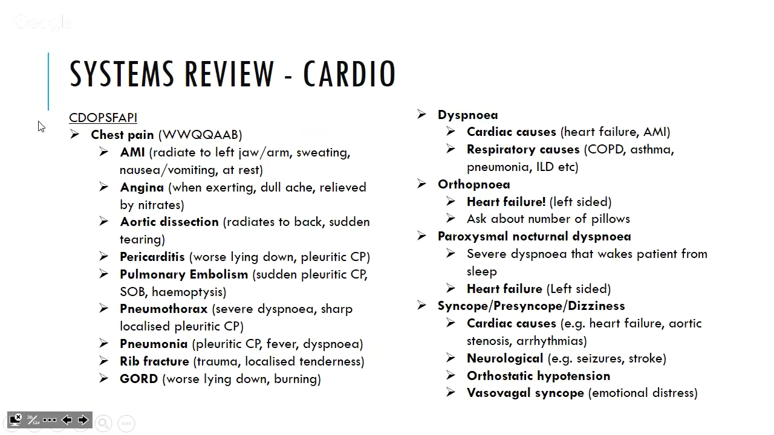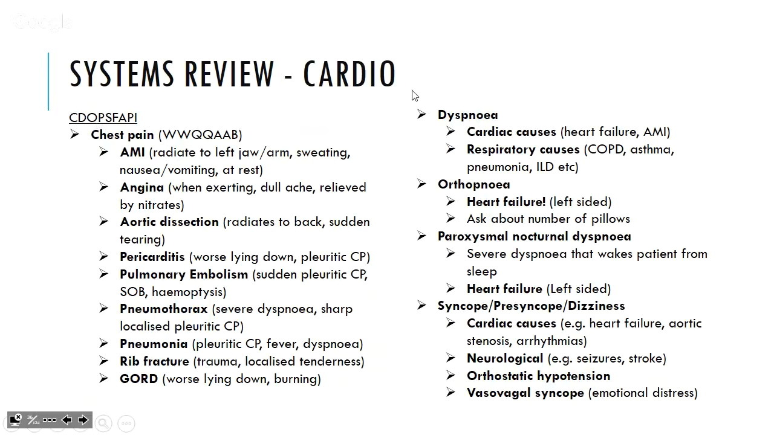Yeah, so just going through the systems review for cardio. The acronym I use is CDOPS-FAPI. So C stands for chest pain. These are the conditions that could be causing the chest pain that you should think about. For heart attack, it's usually chest pain radiating to the left jaw or the arm. There might be a bit of sweating and nausea and vomiting. Angina, it's not as severe, and it's only when they exercise and it's usually a dull ache. Aortic dissection, it's a sudden onset chest pain radiating to the back, and it's tearing in nature. For pericarditis, it's worse when lying down and you get pleuritic chest pain. And then these are some RESP and GIT conditions.